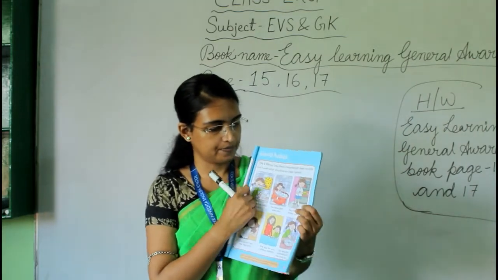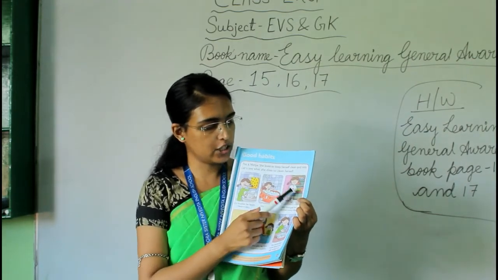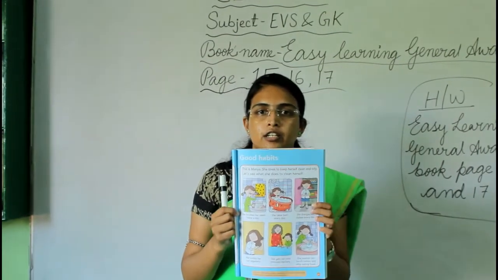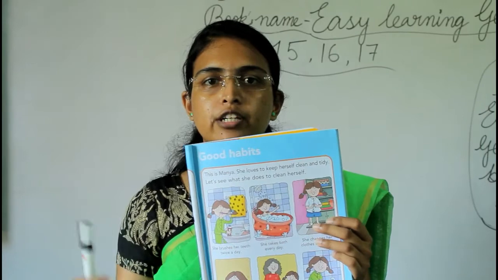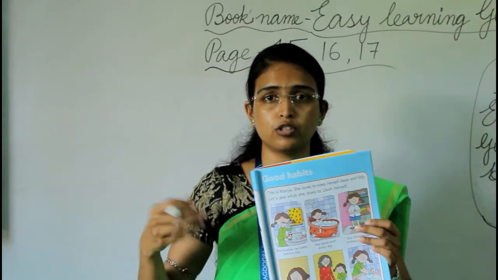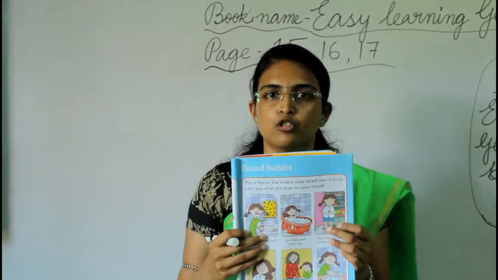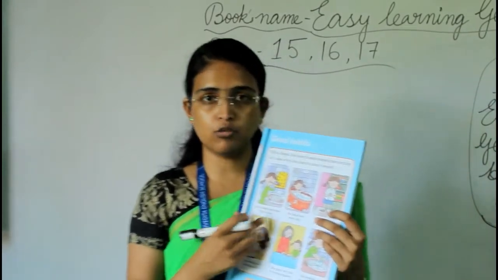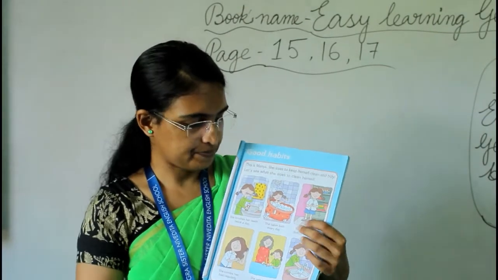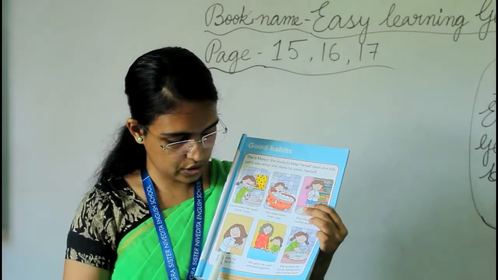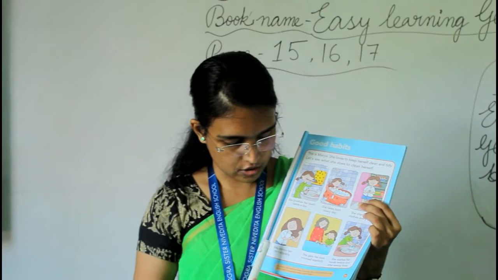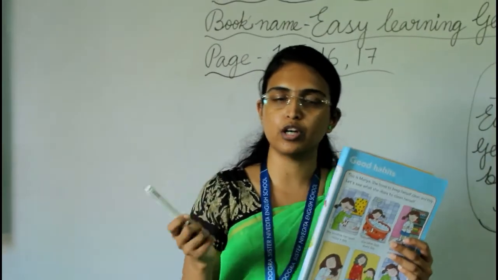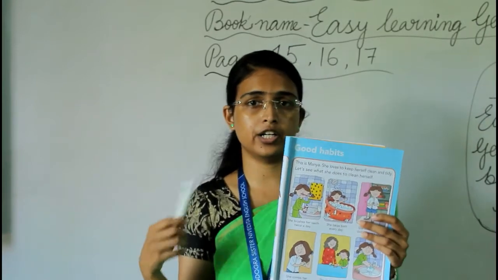Okay? Now next, what is she doing? She changes her clothes every day. If you wear the same clothes every day, what will happen? The clothes become dirty and smelly, right? So we have to change our clothes every day, and also wash our clothes properly. Now next, what is she doing? She combs her hair regularly. We also comb our hair properly.